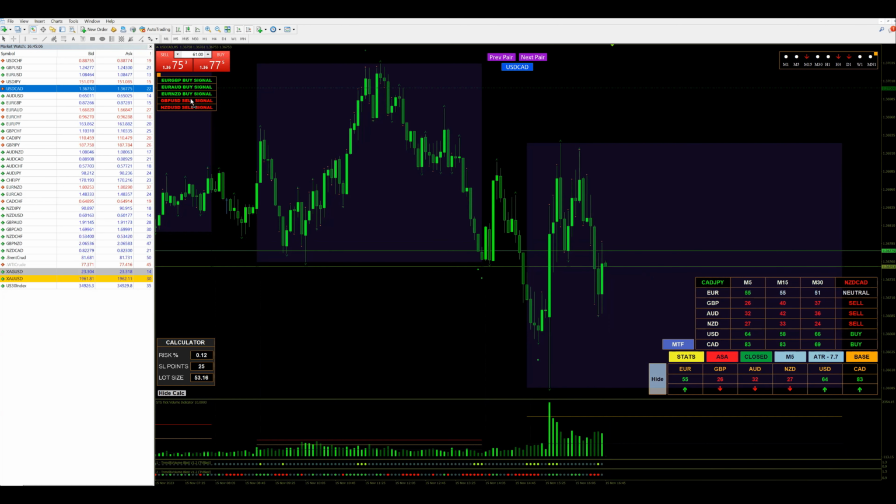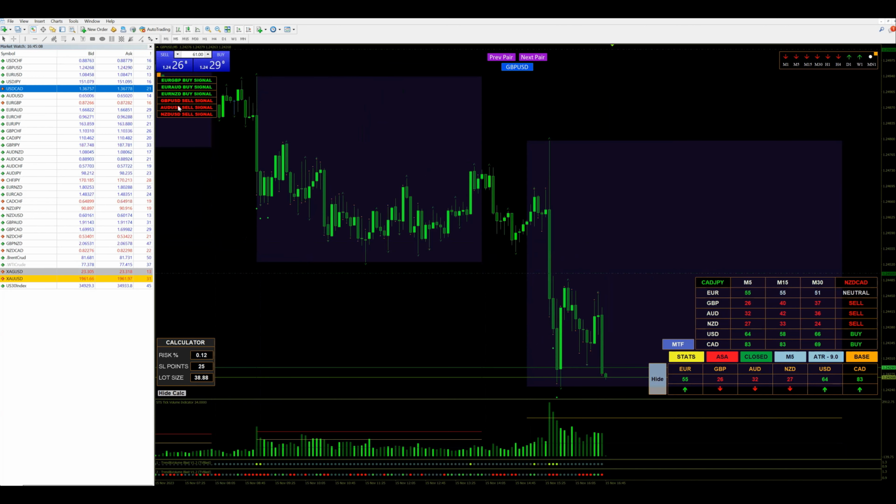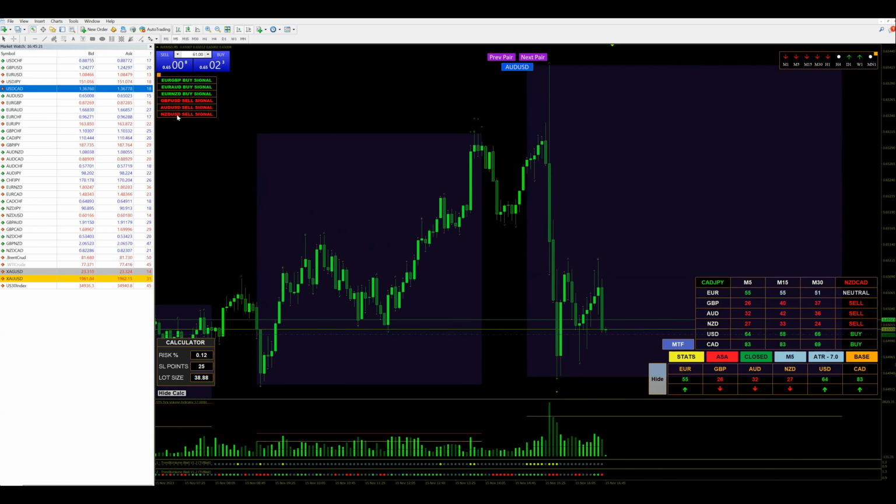All right, we got some new signals. We got GBP USD sell. That doesn't look too bad. Let's see what lines up. GBP USD. I think I might go for that. Let's see. AUD USD. This one looks good. And I've got a little more room, so let's go for that one.